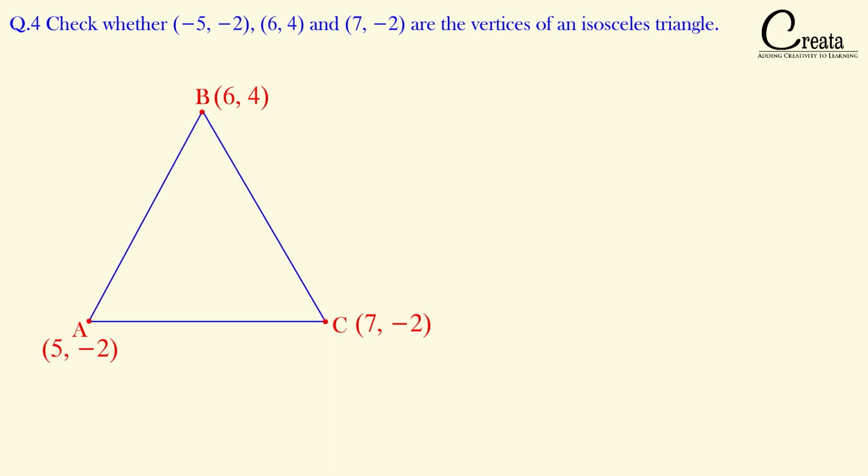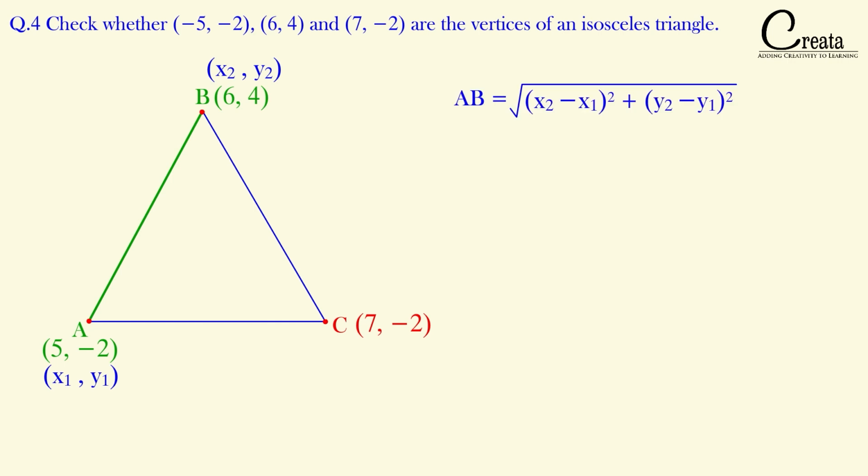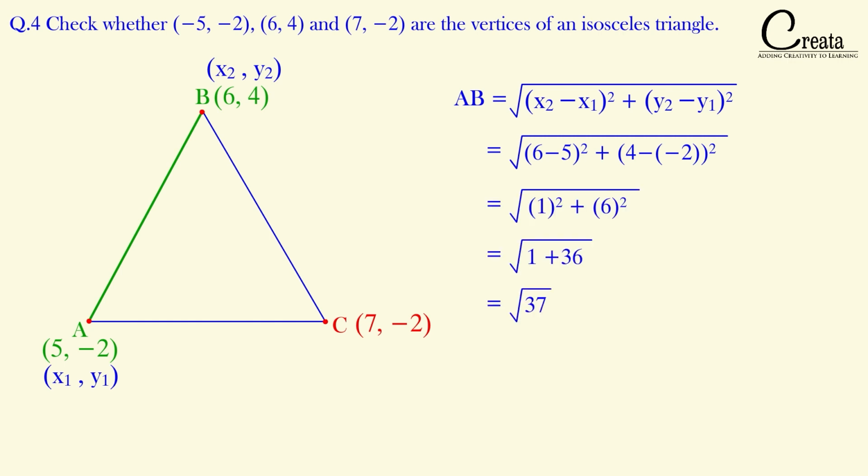So let's find AB. The coordinate of A is (5, -2) and the coordinate of B is (6, 4). We know x1, y1 and x2, y2. Let's use the distance formula to calculate the distance of AB. On putting the values and solving, we got AB as root of 37. Okay, we have directly applied the distance formula. We got one side of this triangle.